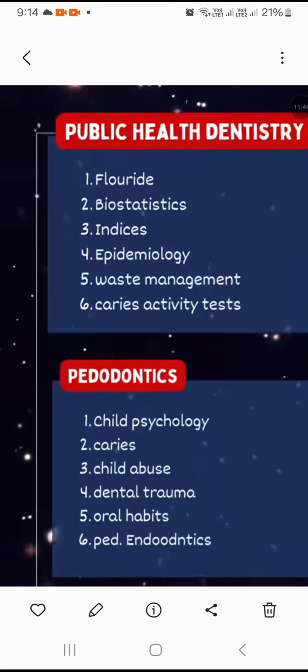Caries is repeating here again. Child abuse, dental trauma and oral habits are important in pedo. Oral habits, thumb sucking habit, lip biting habit, all this is very important. In pedo endo also you have to stress upon: if it is an open apex, how do you treat, which material do you use. In case of pulpectomy and pulpotomy, all these things are important.